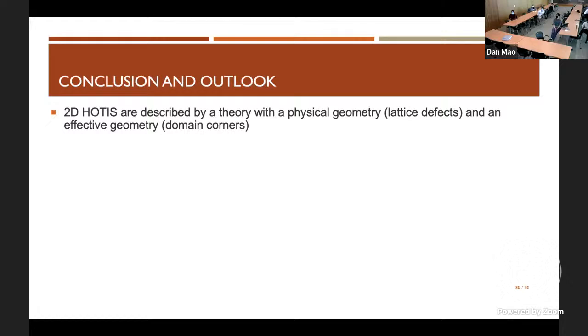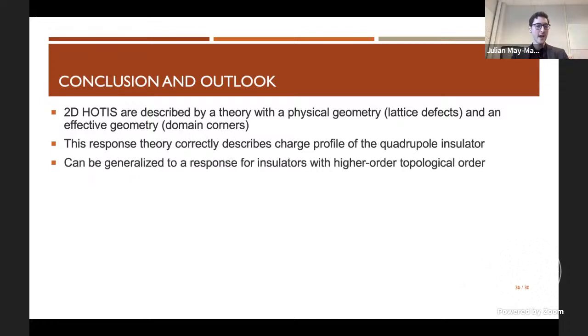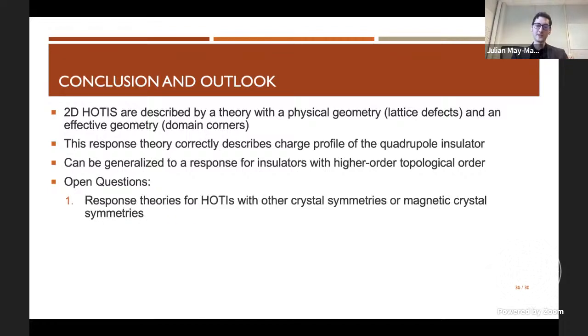So in conclusion, we find that two-dimensional HOTIs are described by a theory with a physical geometry, which encodes lattice defects, as well as an effective geometry, which encodes domain corners. This theory correctly describes the charge profile of the quadrupole insulator in the presence of lattice defects and domain corners. And we can also generalize this to a response theory for insulators with higher order topological order. And to conclude, some open questions.